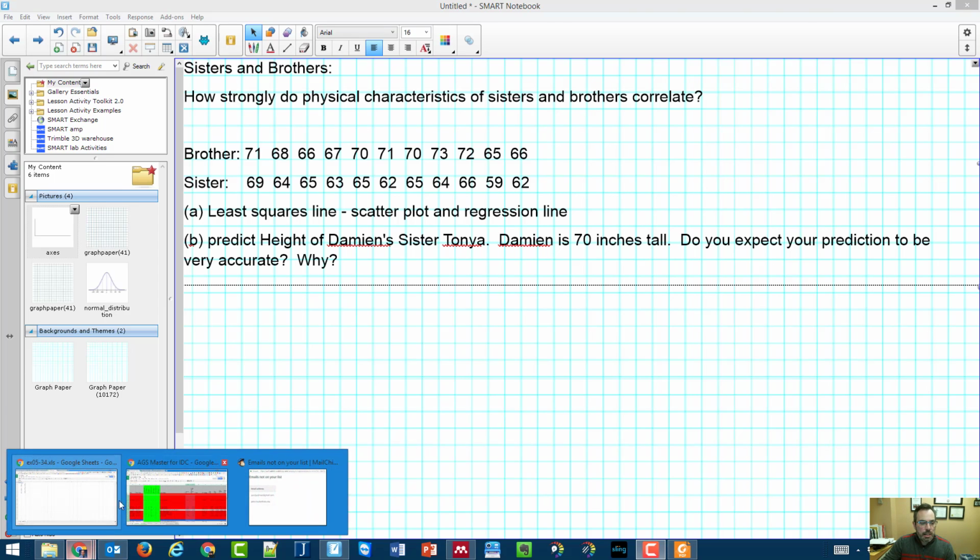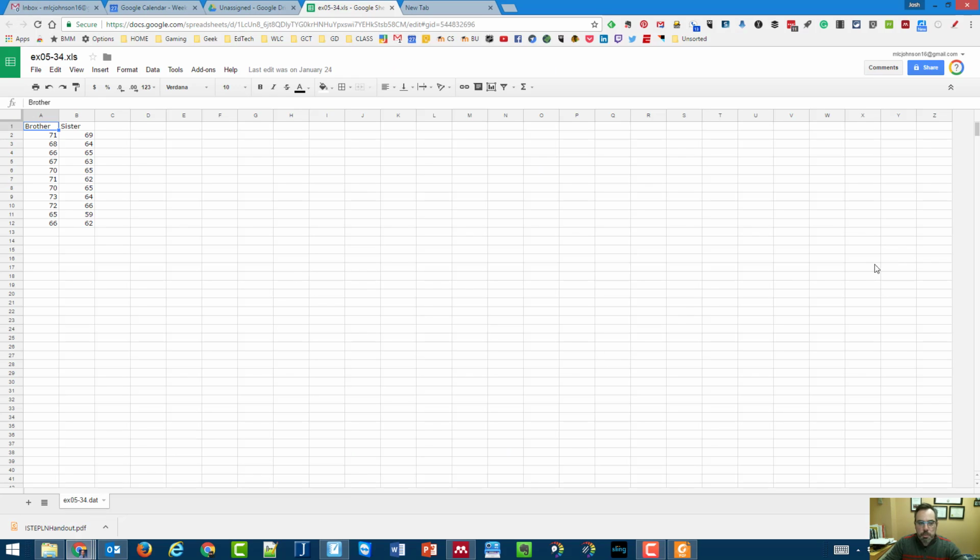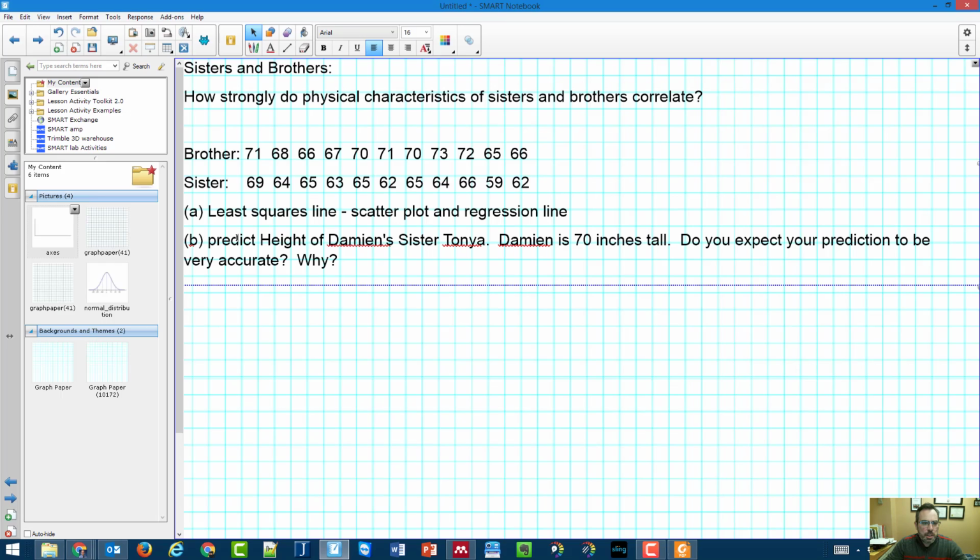So to do that, I have a chart set up over here that has the data. You'll notice I have the brother and the sister. Because either one of those could be the cause in the relationship, I'm going to look back at the question and notice that it asks me later to predict the height of Damien's sister Tanya when they tell me Damien is 70 inches tall. So I'm going to use Damien, the brother, as the explanatory variable, and look at the sister as the response variable. So when I set that up, I'm going to be talking about the brother as the x's and the sister as the y's.